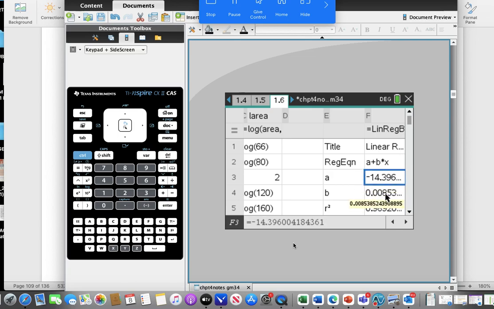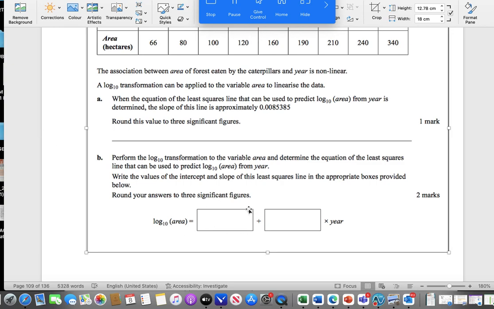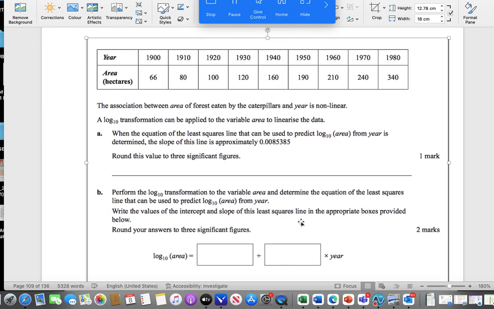So the A value to 3 significant figures was 1, 2, 3, so it's negative 14.4 because the fourth one is a 9. It's going to make it go up. Okay, so this number here is negative 14.4. And this one is the same as your answer up here. Yeah? And that was a bonus mark, I always said to the kids, that you got a bonus for that one.